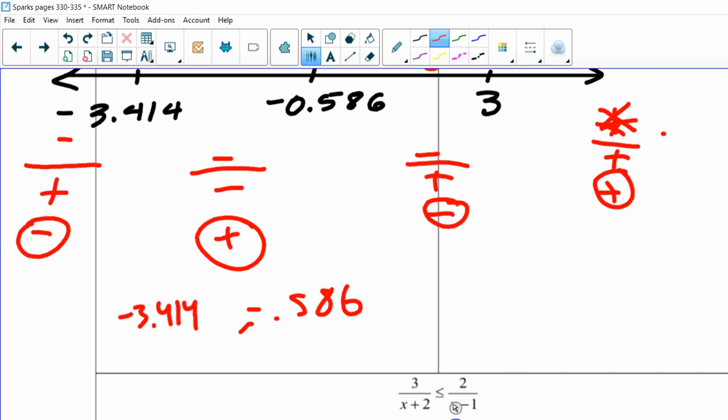And what's over there? That would be 3 to infinity. Now talk about your endpoints, brackets or parentheses. Let's start on the far left, negative 3.414.